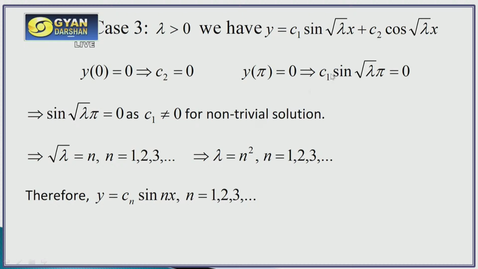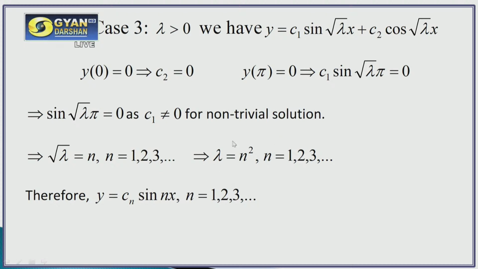If C1 is non-zero, then this should be 0. So sine of root lambda times pi should be 0. And we know the sine of x is 0 if x is equal to n pi. So from there we have root lambda equal to n, where n is any integer. So lambda equals n square.